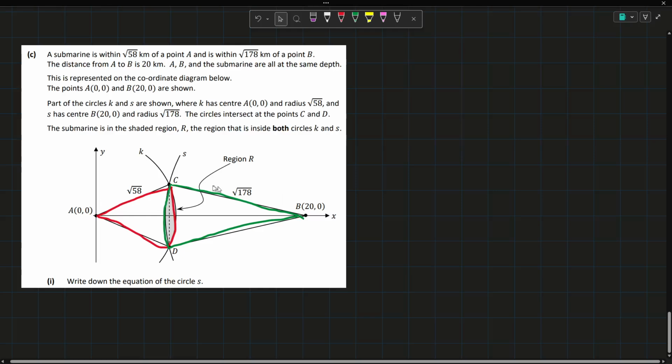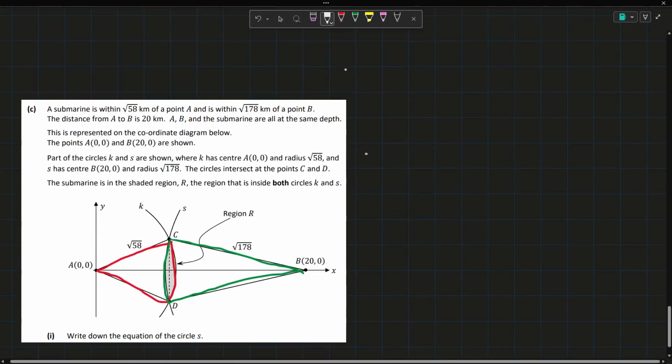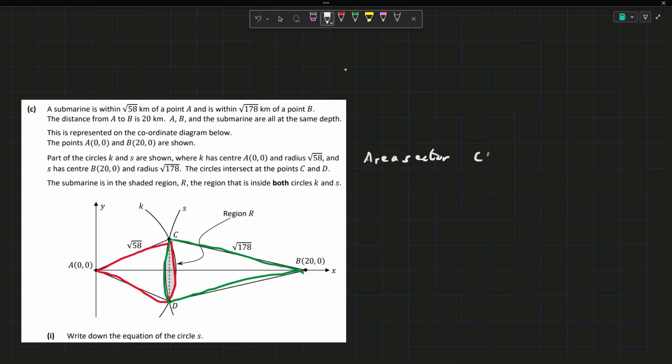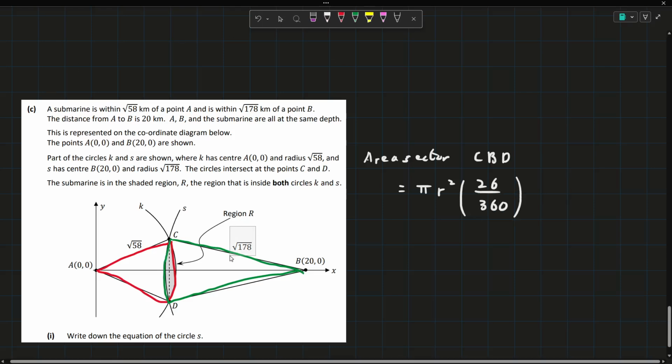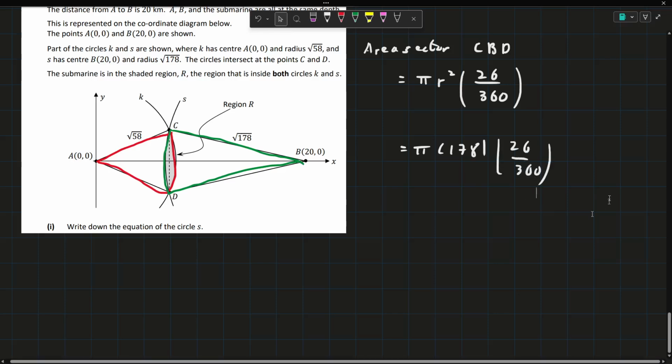So we first need to figure out the area of the sector CBD. We know it's about 26 degrees. So the area of sector CBD will be equal to pi r squared, but then we only want 26 degrees out of the 360 degrees. And the radius is root 178, you can see that for that one. So pi times 178 times 26 over 360. I'll just leave it like that for now.